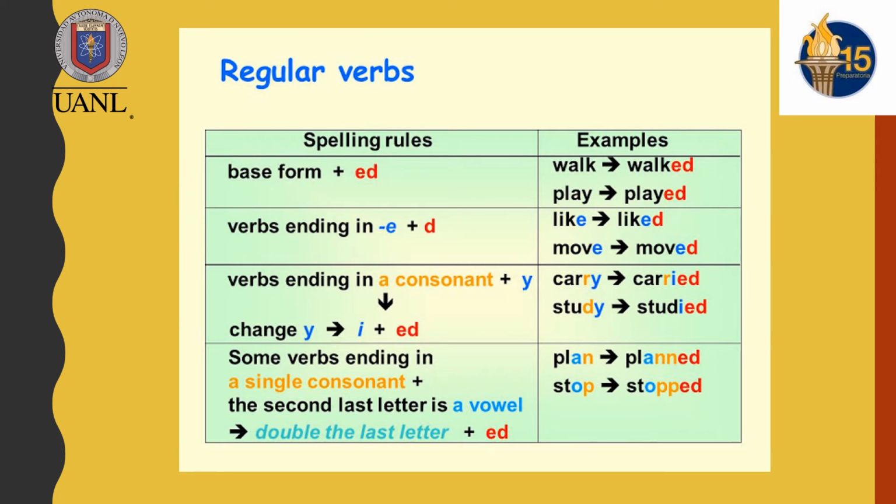Okay, so as you need to practice, let's check the rules again. Remember, base form plus ed, verbs ending in e plus d. The only thing you have to do is add the letter d. Verbs ending in a consonant plus y, you're going to change the y for the letter i plus d, like study and carry, right? Some verbs ending in a single consonant where the second last letter is a vowel, double the last letter plus ed, like in plan and stop. Remember the rules and practice them.